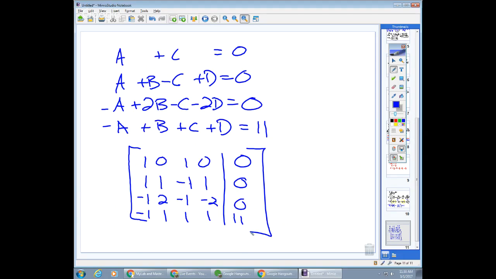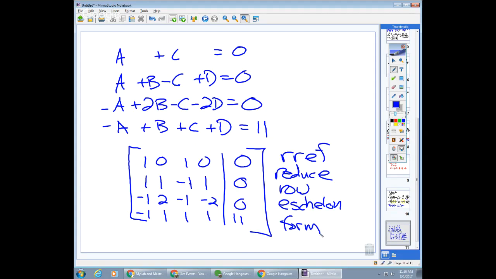And if you plug this into a computer that can put it in reduced row echelon form, I think it's usually written like that, reduced row echelon form. That means you have 1s along the main diagonal and 0s everywhere else. On this side, it should be the solutions for A, B, C, and D.